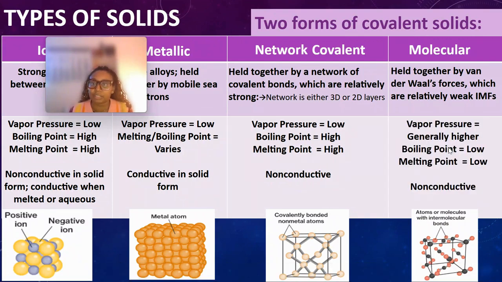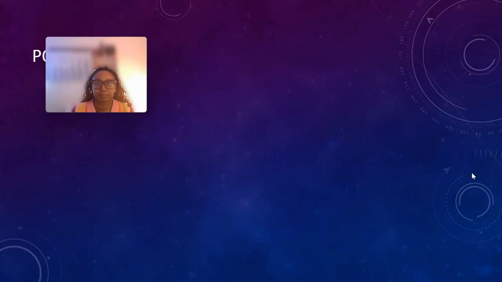Molecular covalent, usually a higher vapor pressure. Okay, that's what generally means, that typically, right? But that does mean there can be some exceptions. Boiling point low, melting point low. So those are super easy to turn into a gas, and they're not conductive either because they're covalent. Remember, covalents don't have any conductive properties.